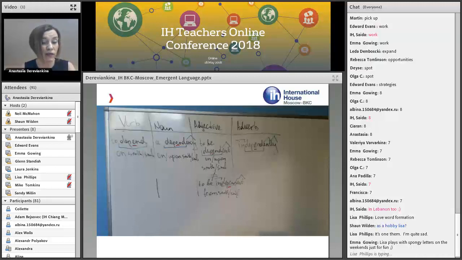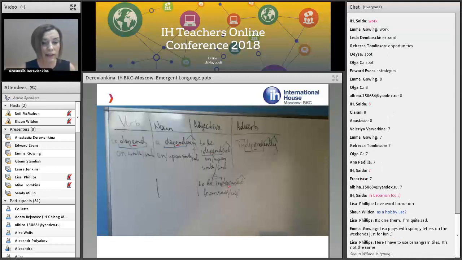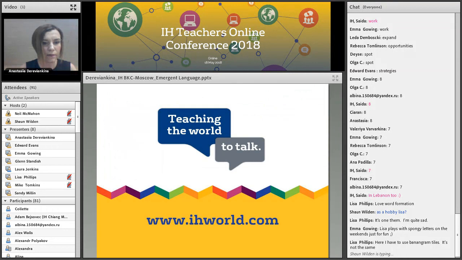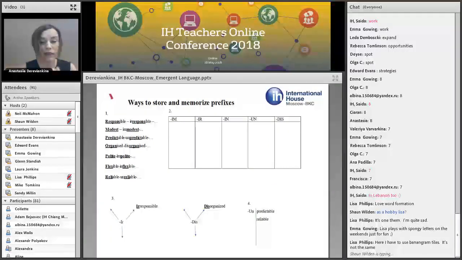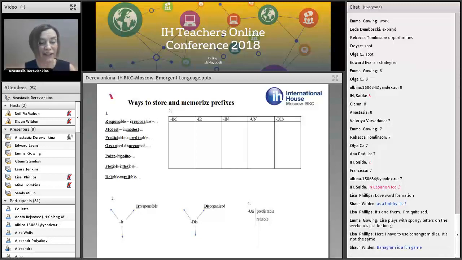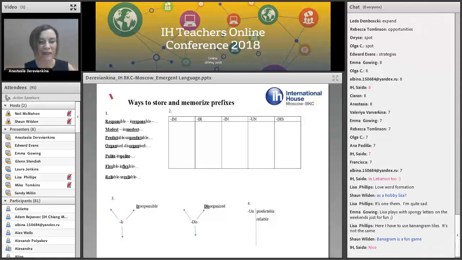For example, with word formation, at some point, we usually, with my students, brainstorm some ways we could store and memorize prefixes and suffixes. Yes, in the next slides, you could see it. Yes, so these are some ideas of how my students store and memorize prefixes, and we brainstorm them together. After dealing with emergent language, they may put some of their findings in their nice tables, graphs, or whatever.